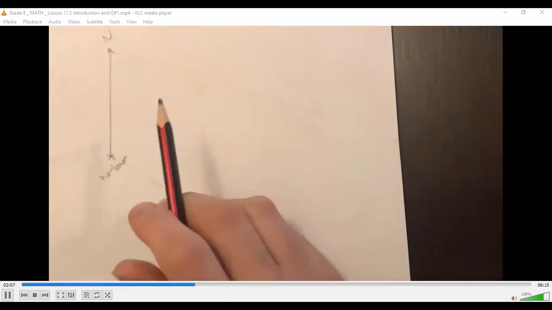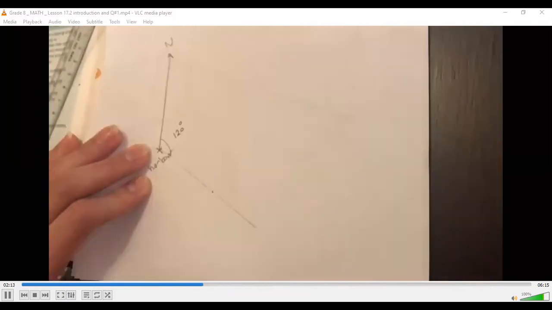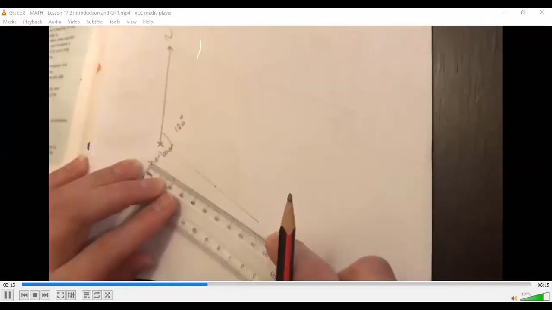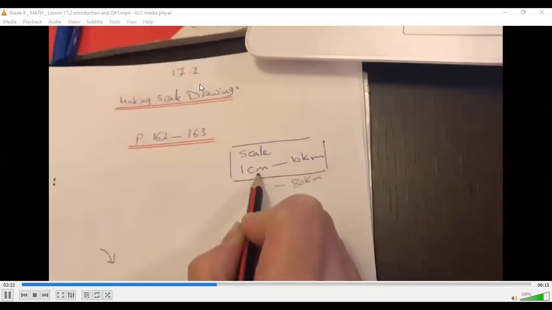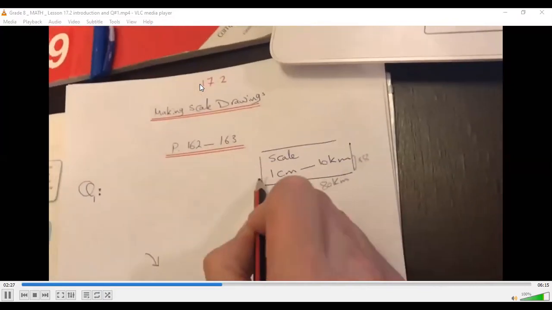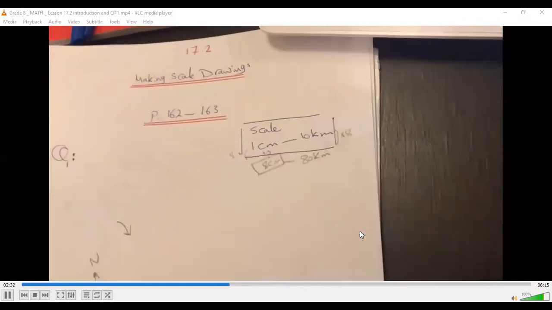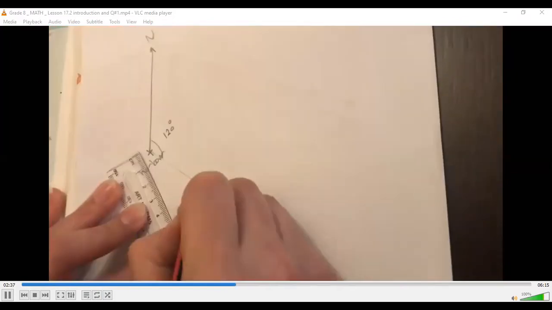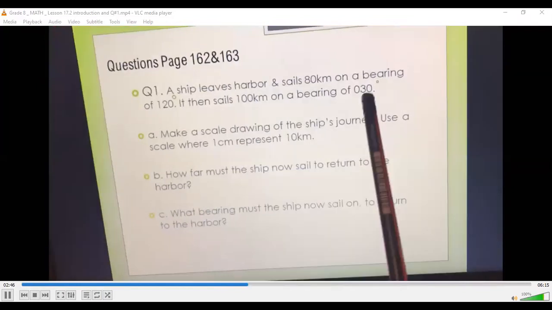Now, they said this is a 120 degrees bearing. They said that it sailed for 80 kilometers. According to our scale, how many centimeters are these 80 kilometers? So here I multiplied by 8, and the other side, of course, I will multiply by 8. And yes, they are 8 centimeters. So here's my bearing, and this is 8 centimeters, and this is the first position of the ship. And they said after that, that the ship sailed 100 kilometers by a bearing of 030.